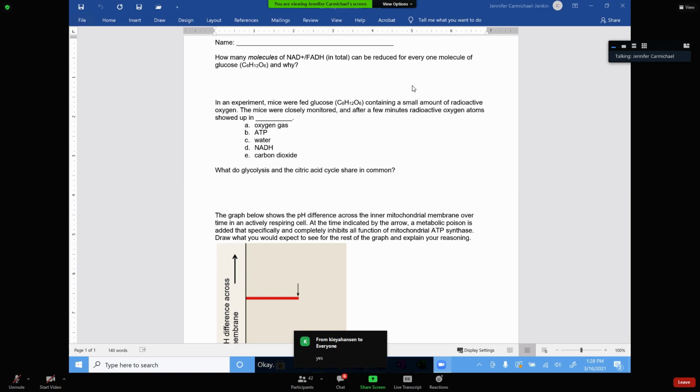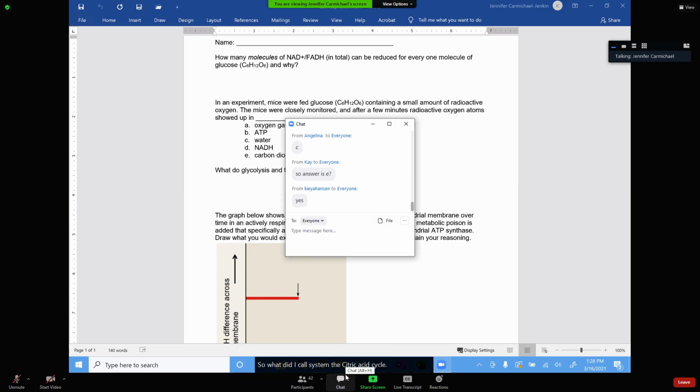Okay. So what do glycolysis and the citric acid cycle share? What do they have in common? What happens in both of those? They both make ATP. Okay, you could say that. They both make ATP. They both make NADH. Lindsay says that. They're both catabolic. They're both oxidative, right? Any of those answers. Okay.